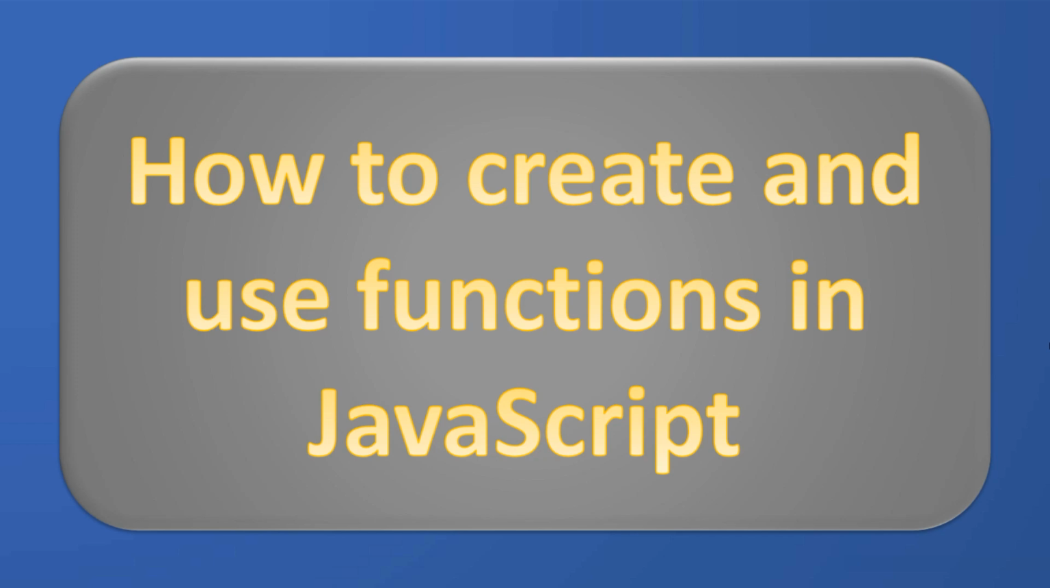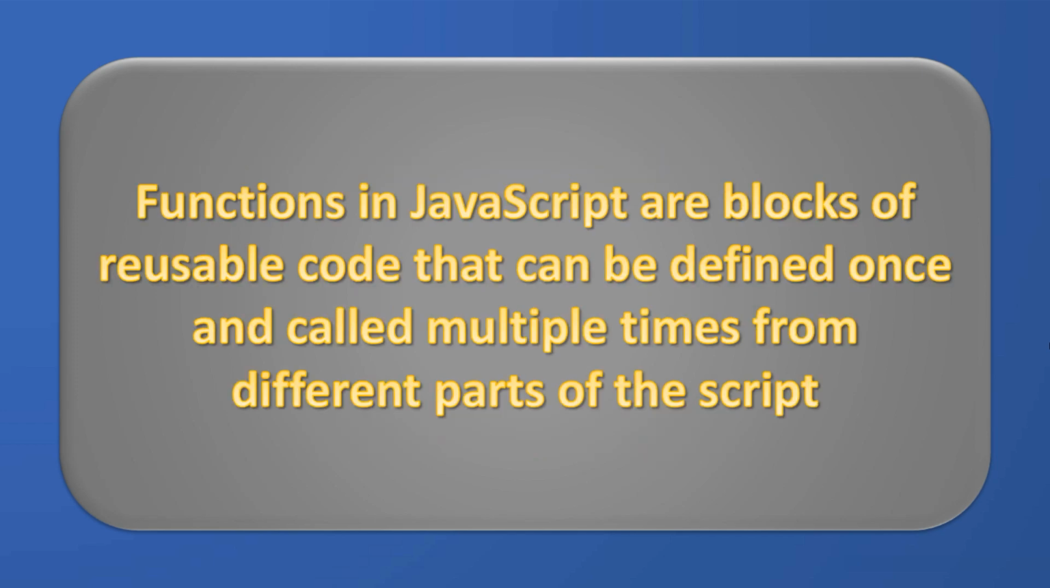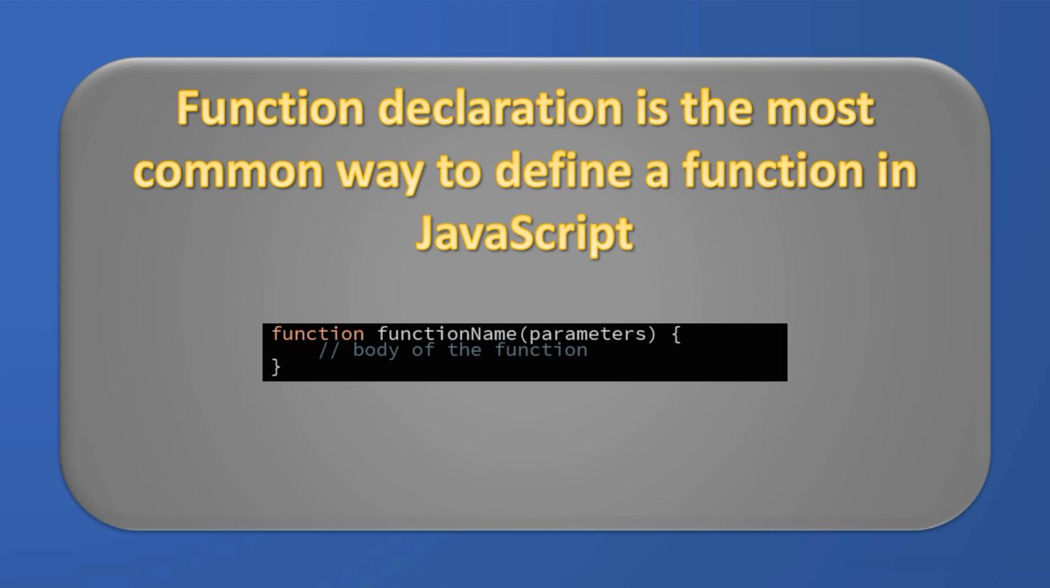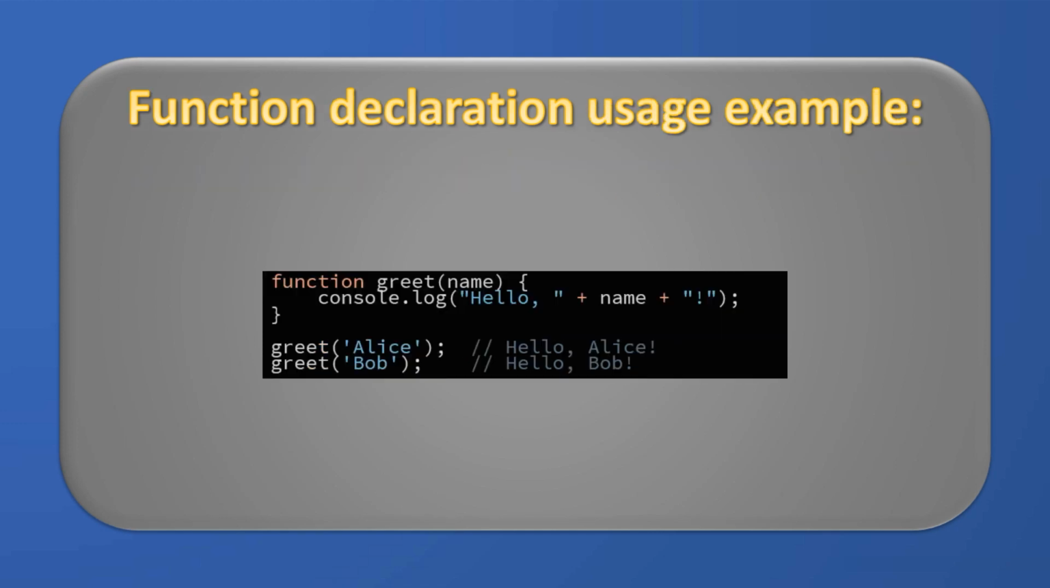How to create and use functions in JavaScript. Functions in JavaScript are blocks of reusable code that can be defined once and called multiple times from different parts of the script. Function declaration is the most common way to define a function in JavaScript. A function declaration usage example can be found below.